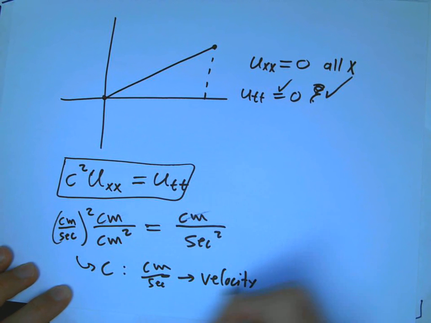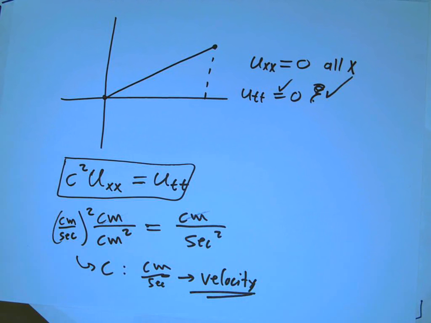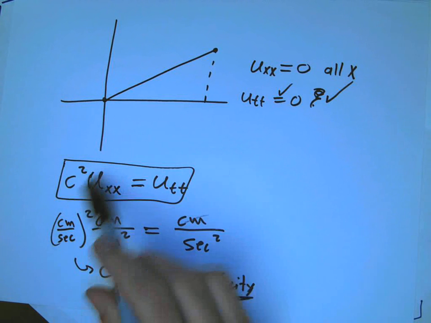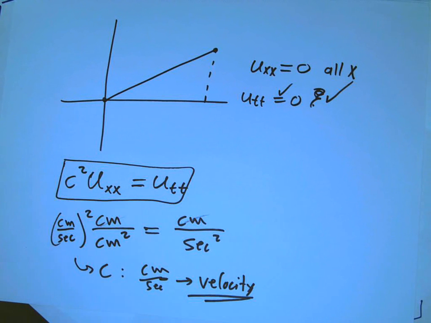So c has units of centimeters per second, and that's the units of a velocity. And it turns out that c is a velocity. It turns out to be the velocity of wave propagation in this medium, whatever this string is. And it depends on things like the density and the tension in the string, if we want to do the physics of it. But that's all I wanted to introduce you to right now.